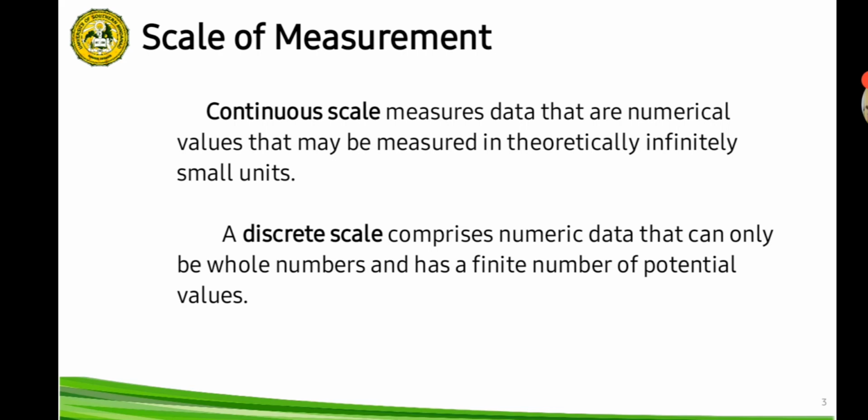A continuous scale measures data that are numerical values that may be measured in theoretically infinitely small units. An example of this is blood pressure, the height of children, the amount of rain in inches that falls in a storm, and the speed of cars. A discrete scale comprises numeric data that can only be whole numbers and has a finite number of potential values. So the number of students in a class and correctly answered test questions are examples of discrete data.